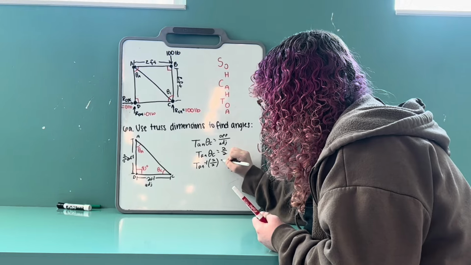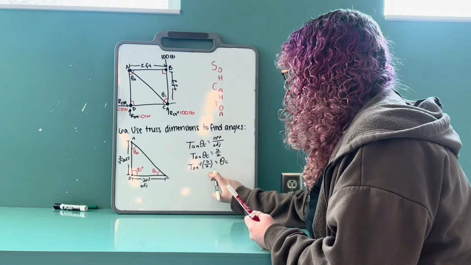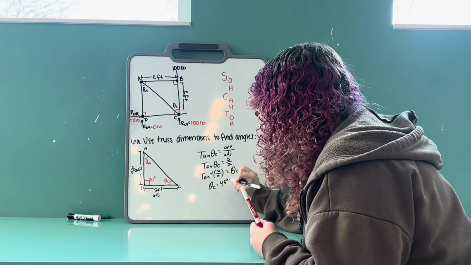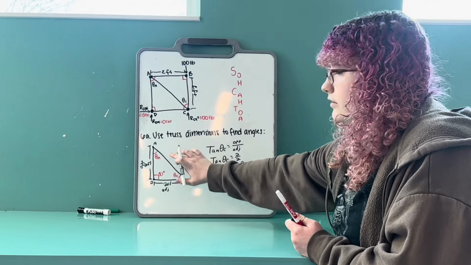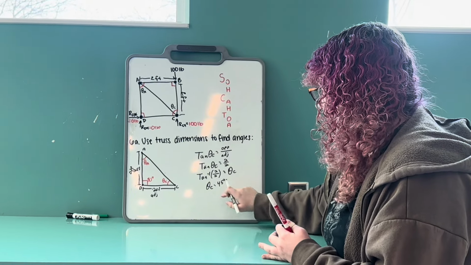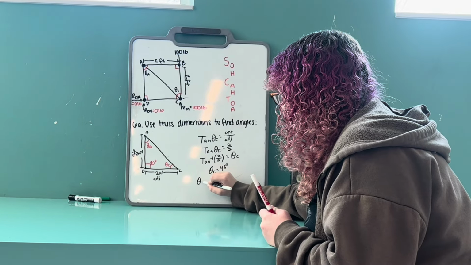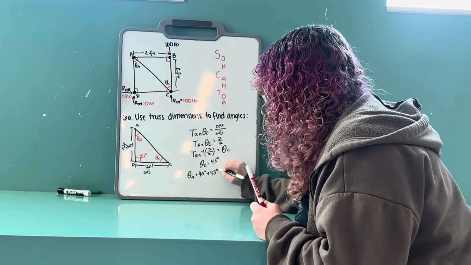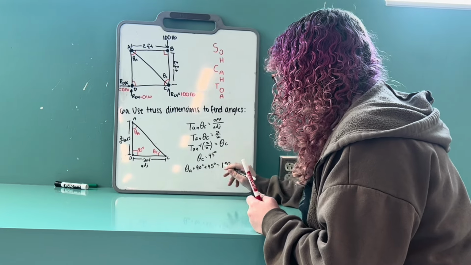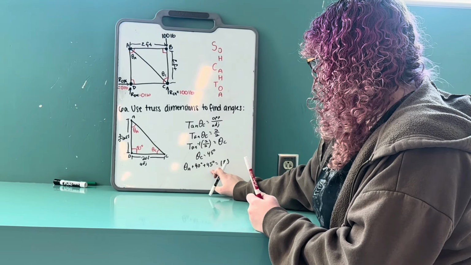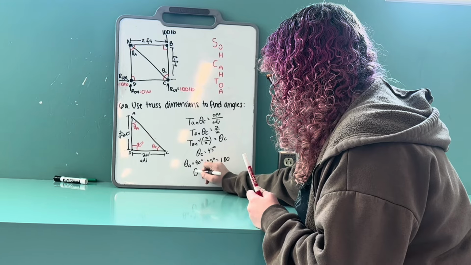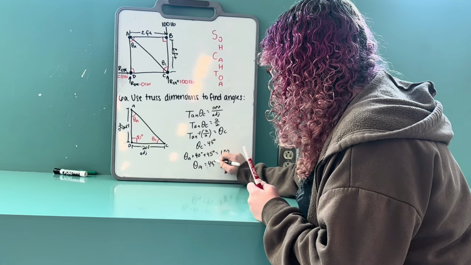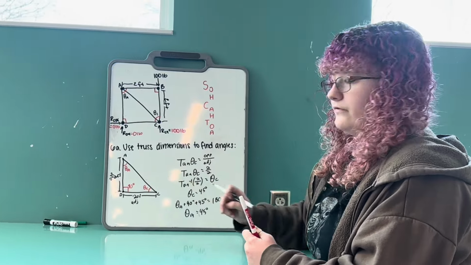2 over 2 is equal to theta C. And if you do this in your calculator, you will get theta C is equal to 45 degrees. Now we know that a triangle is 180 degrees, so since we have 45, we can just do theta A plus 90 degrees plus 45 degrees equals 180. Once you add these together and move it over, you'll get theta A is also equal to 45 degrees, because it's a 90, 45, 45 triangle.